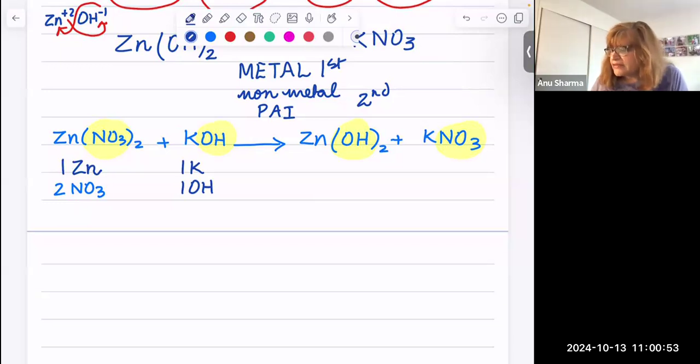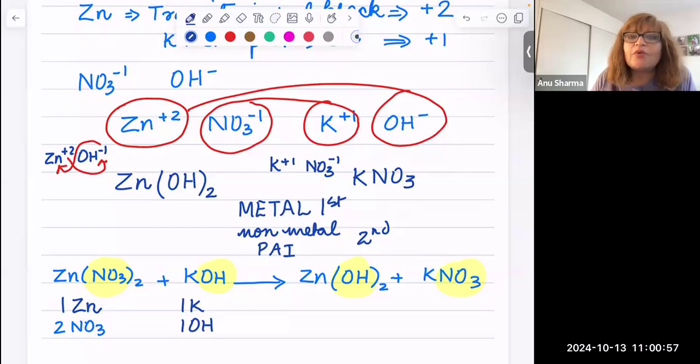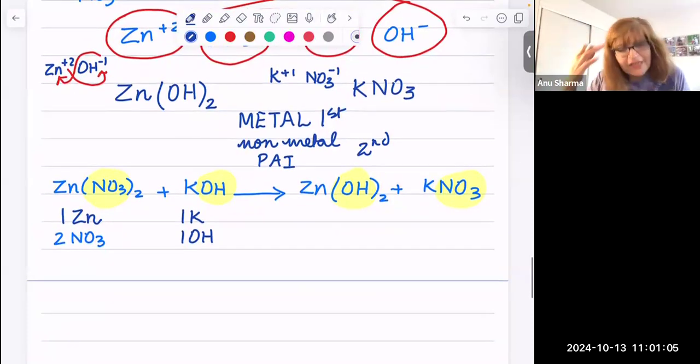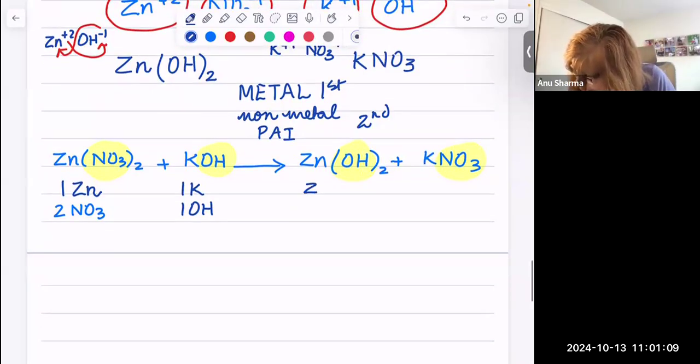It's actually the same thing as when you are writing the product. It's the same thought process, like I told you, it's like building a schema in the brain, okay? So here is the zinc, there's only one zinc, but there are two OH. Here there is one potassium and there is one nitrate.